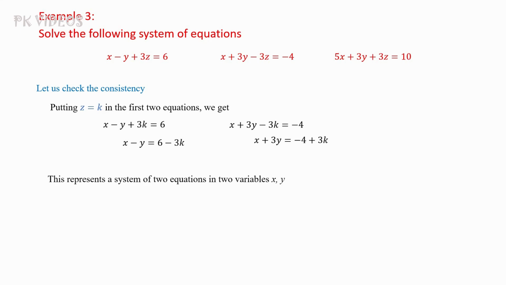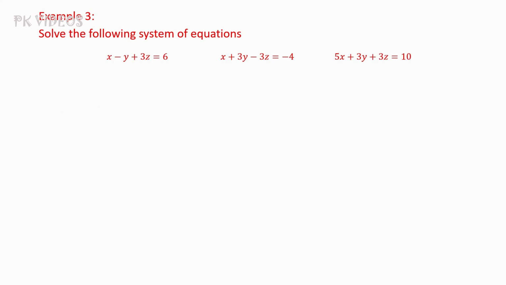So this represents a system of 2 equations in 2 variables x and y, considering 6 minus 3k as a constant and -4 plus 3k as another constant. We find the determinant of these 2 equations by taking the coefficients of x and y along with their signs. So here we have 1, -1, 1, 3. Calculating the determinant of this, we get 4. Further, we find dx and dy.